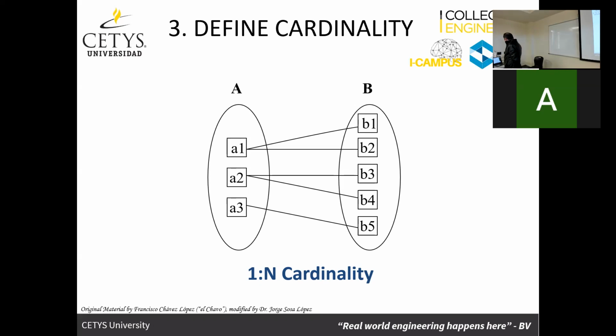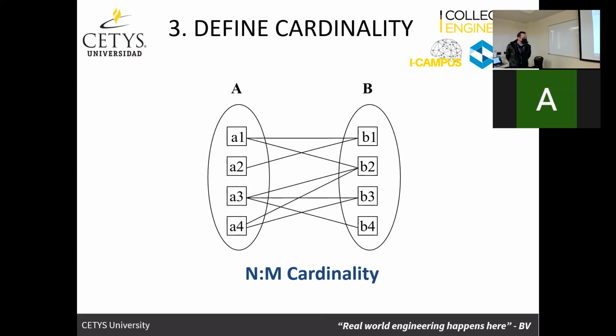So the difference between this one and this one, well, the second got a little bit more complicated, but not as complicated as the N to M. So in the N to M, everything can be related to everything else. And that's why the N to M relationship, or cardinality, I'm sorry, is one that we have to be more careful with, okay?